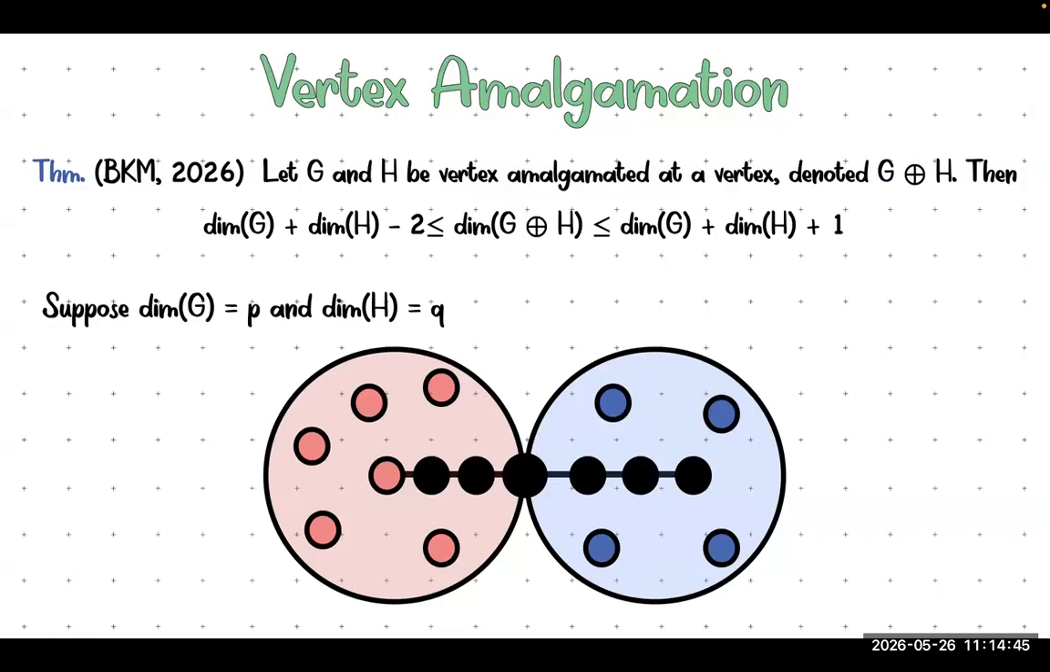Okay. For example, if these two have the same distance vector, well, then this one can be distance 2 and this one can be distance 3. So we make them different.